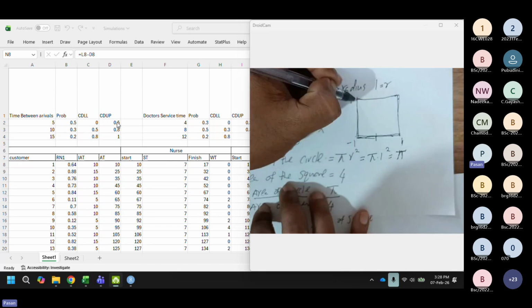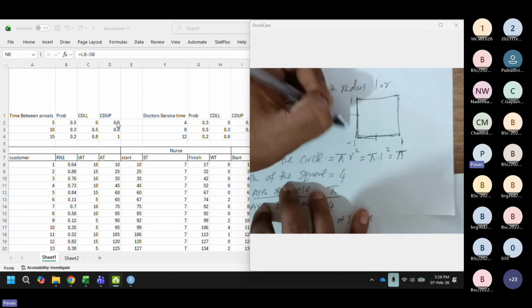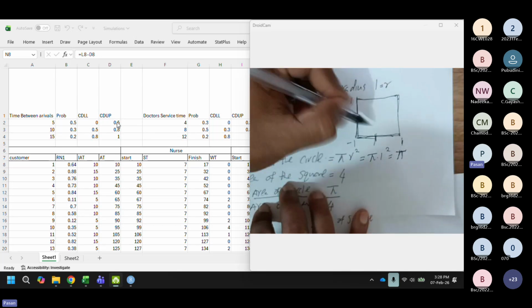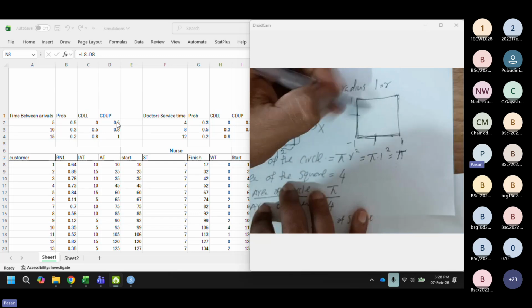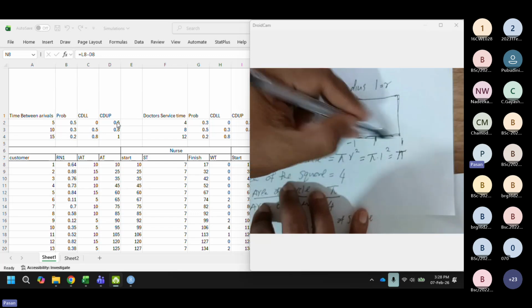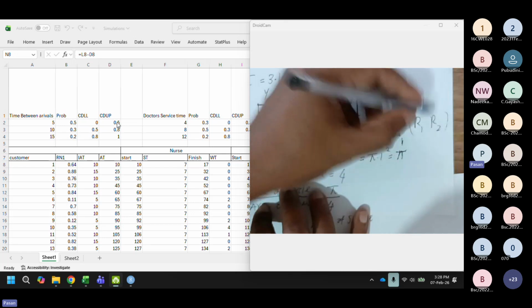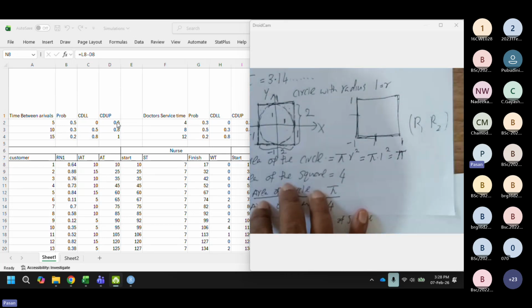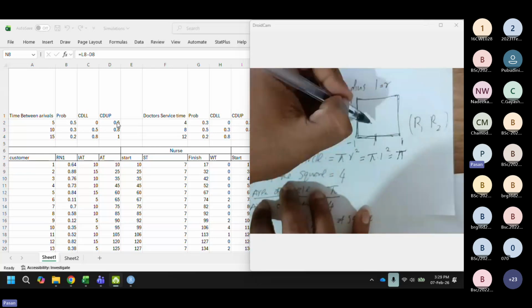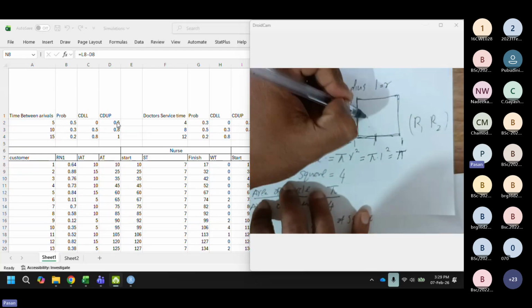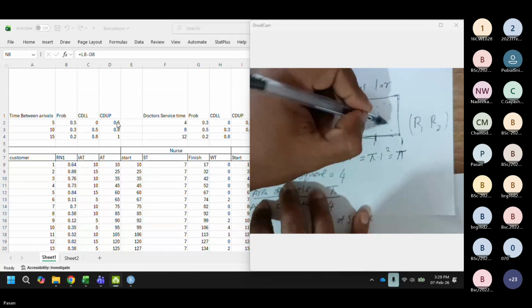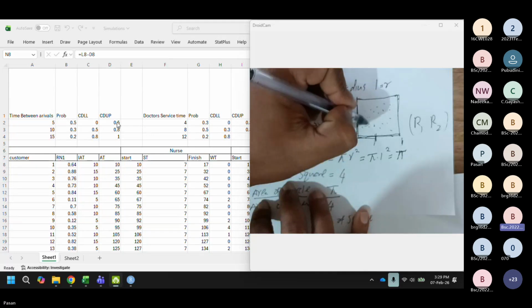And to represent my y-axis, I need to generate another random number. So basically I need two random numbers, right? Two independent random numbers, so that is the R1 and R2. I'm taking the two random numbers as a pair like that. Then that pair will represent each and every point on here, right?